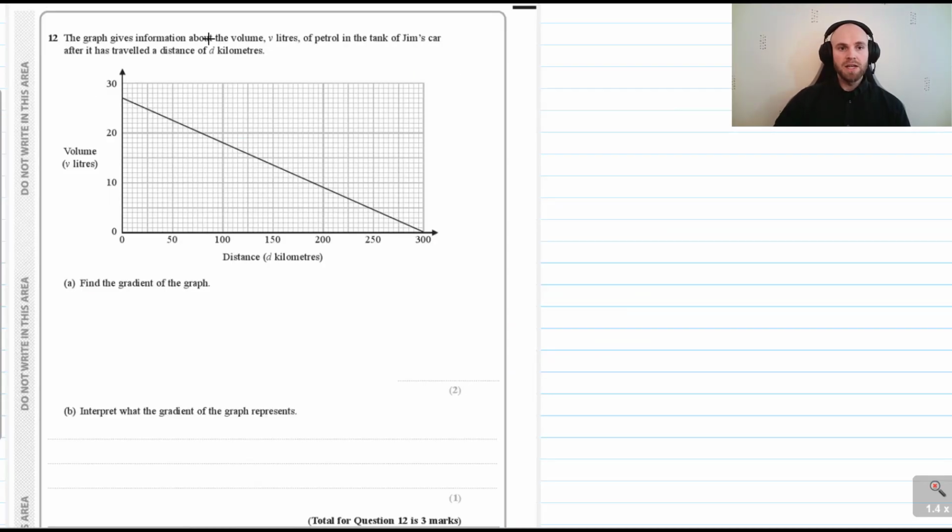Question 12, the graph gives information about the volume, V litres, of petrol in the tank of Jim's car after it has travelled a distance of d kilometres. And we have this graph right here. Part A, find the gradient of the graph.